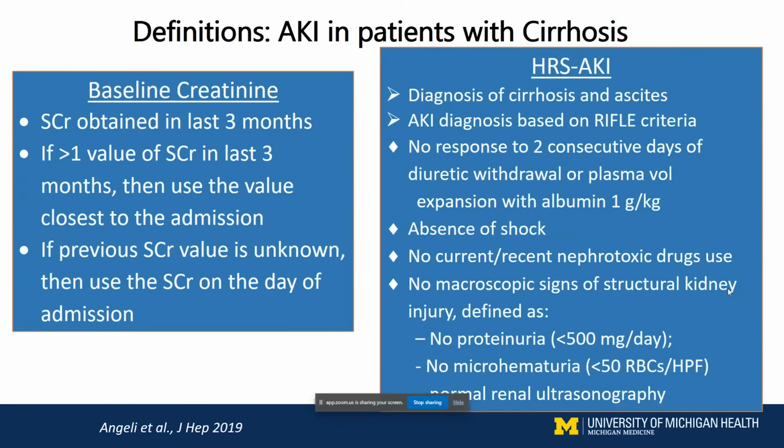This is mainly the criteria for HRS AKI, which is a functional form of acute kidney injury, and it's usually a diagnosis of exclusion. It is very important to have patients with cirrhosis and ascites. If the patient does not have ascites, they don't have HRS AKI. The AKI diagnosis should be based on RIFLE criteria, with no response to 2 consecutive days of diuretic withdrawal or plasma volume expansion with albumin 1 gram per kg body weight, absence of shock, no current or recent nephrotoxic drugs, no macroscopic signs of structural kidney injury such as no proteinuria, no microhematuria, and normal ultrasonography.